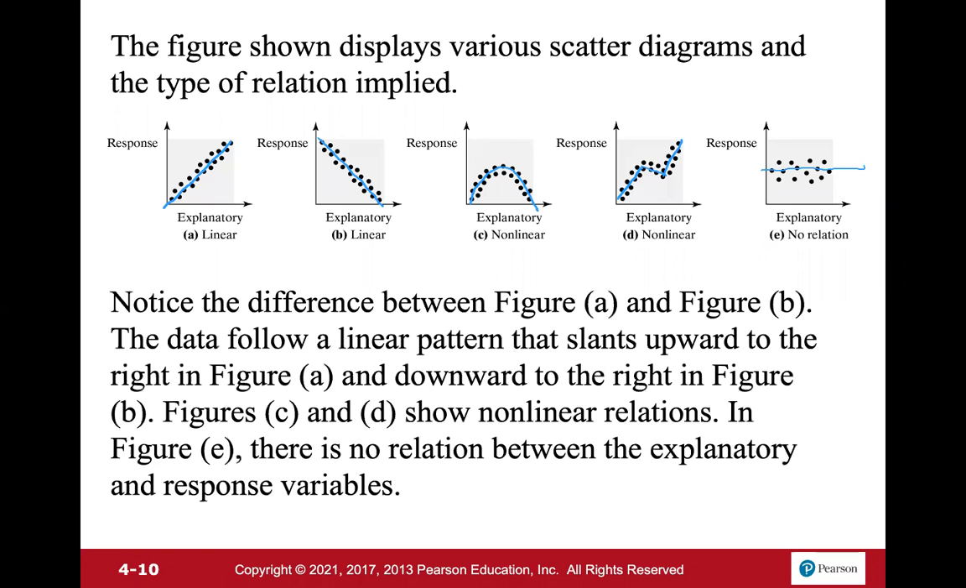So notice the difference between figure A and figure B. The data follow a linear pattern that slants upward and to the right for figure A and downward to the right for figure B. Figures C and D show no linear relations. In figure E, there is no relation between the explanatory variable and the response variable.